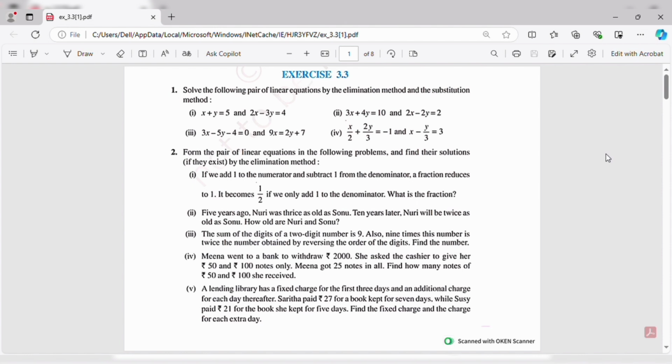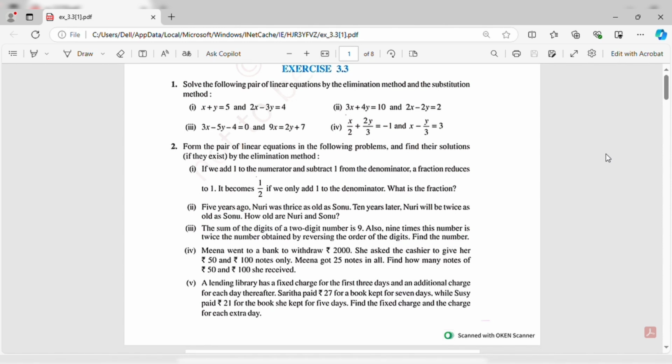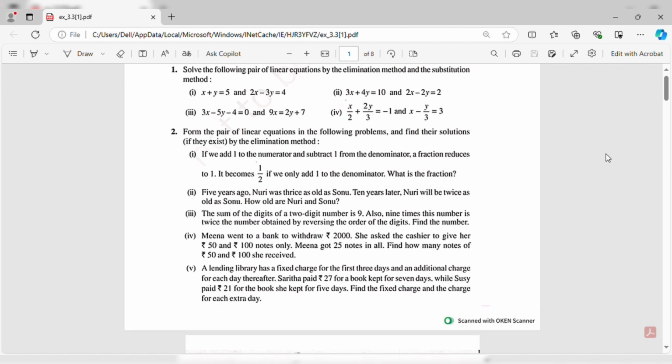You can also try this question by substitution method, because if it is not asked in the exam to do by a particular method, you can opt for any which you find easy. But if it is asked to do by elimination, then you have to strictly do by elimination.